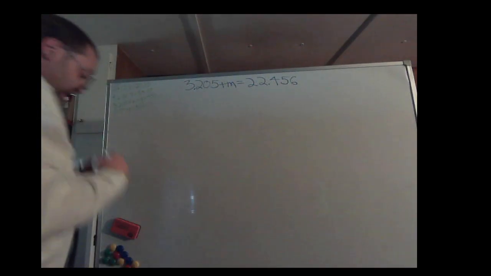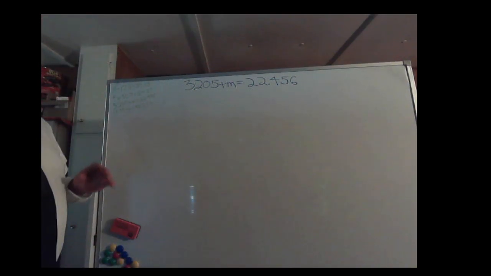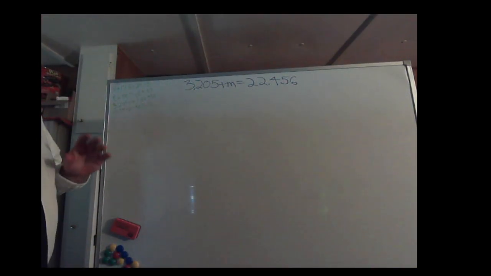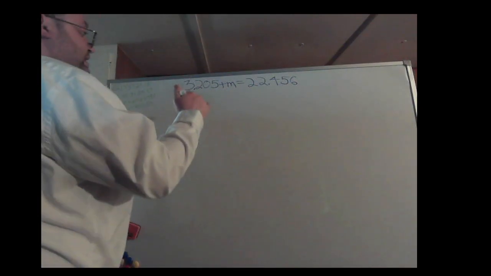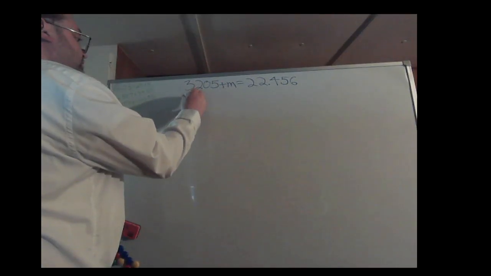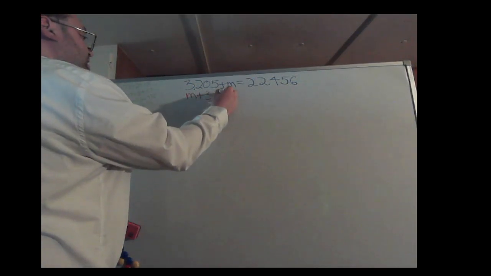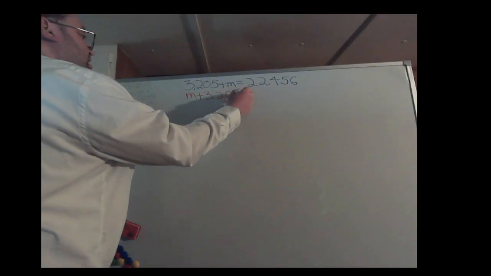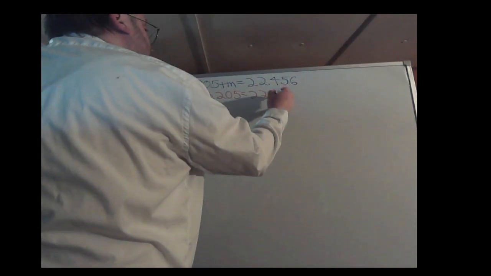Well, if it helps you, you don't have to, but if it helps you, what you can do is use the commutative property on the left-hand side and switch the m and the 3.205 around. So you'll end up with m plus 3.205 equals 22.456.